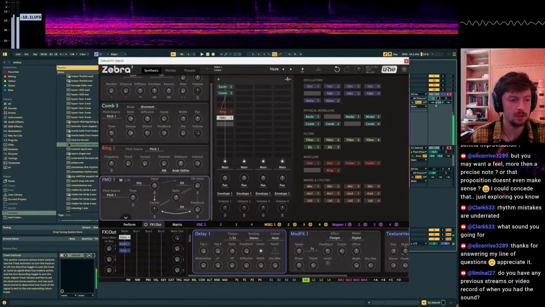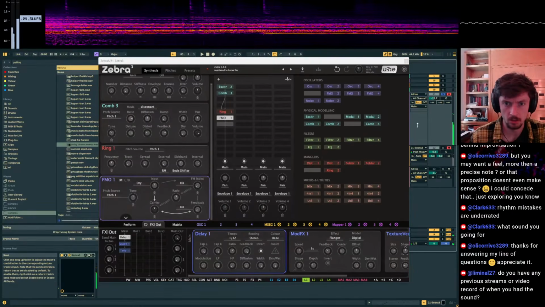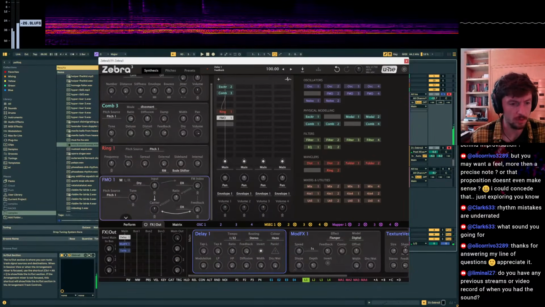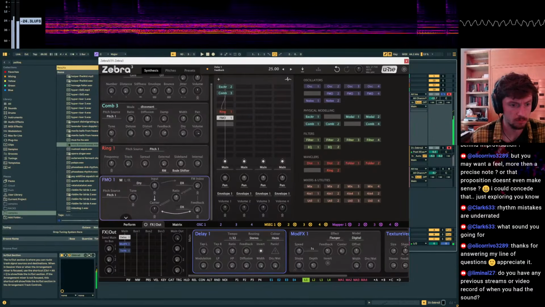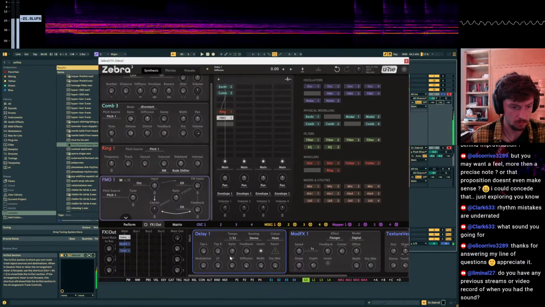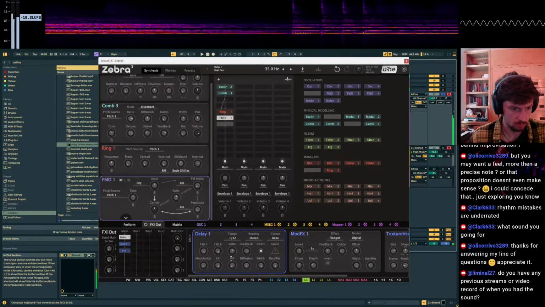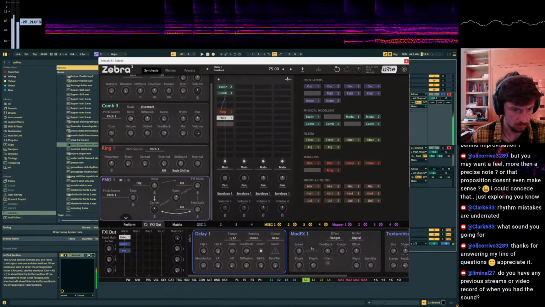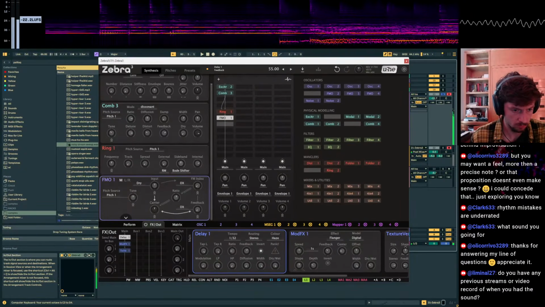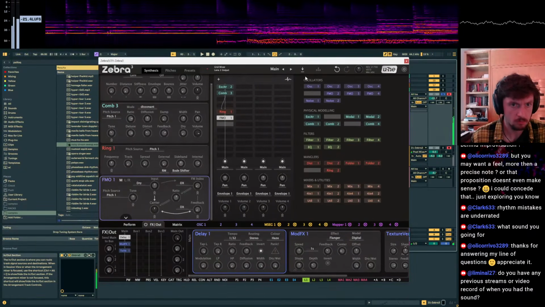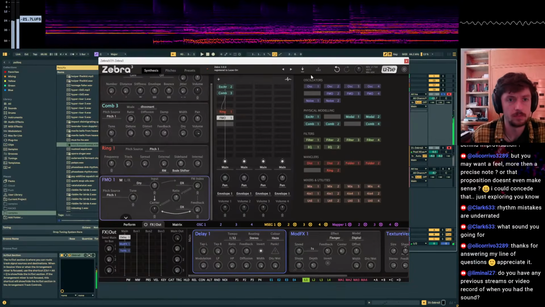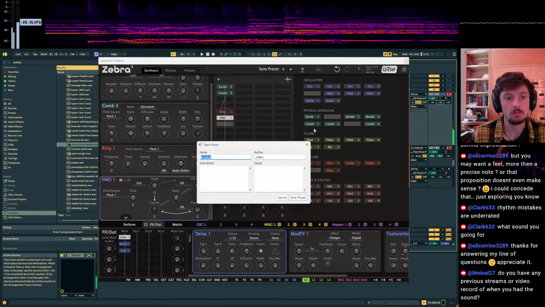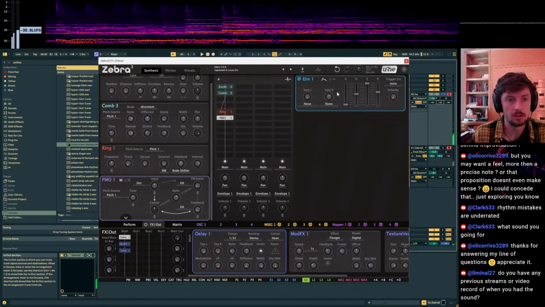Why is the feedback not feedbacking? It's only playing once. I have feedback all the way up. I don't get it. How do I bring me out of here? Thank you.